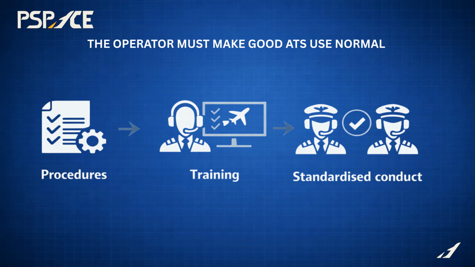This matters because inconsistency between crews creates inconsistency for ATS. If one crew treats notification, code confirmation, or clearance discipline casually while another treats them correctly, the wider safety system becomes less predictable. The operator's responsibility is therefore not only compliance, but standardization of compliant behavior.